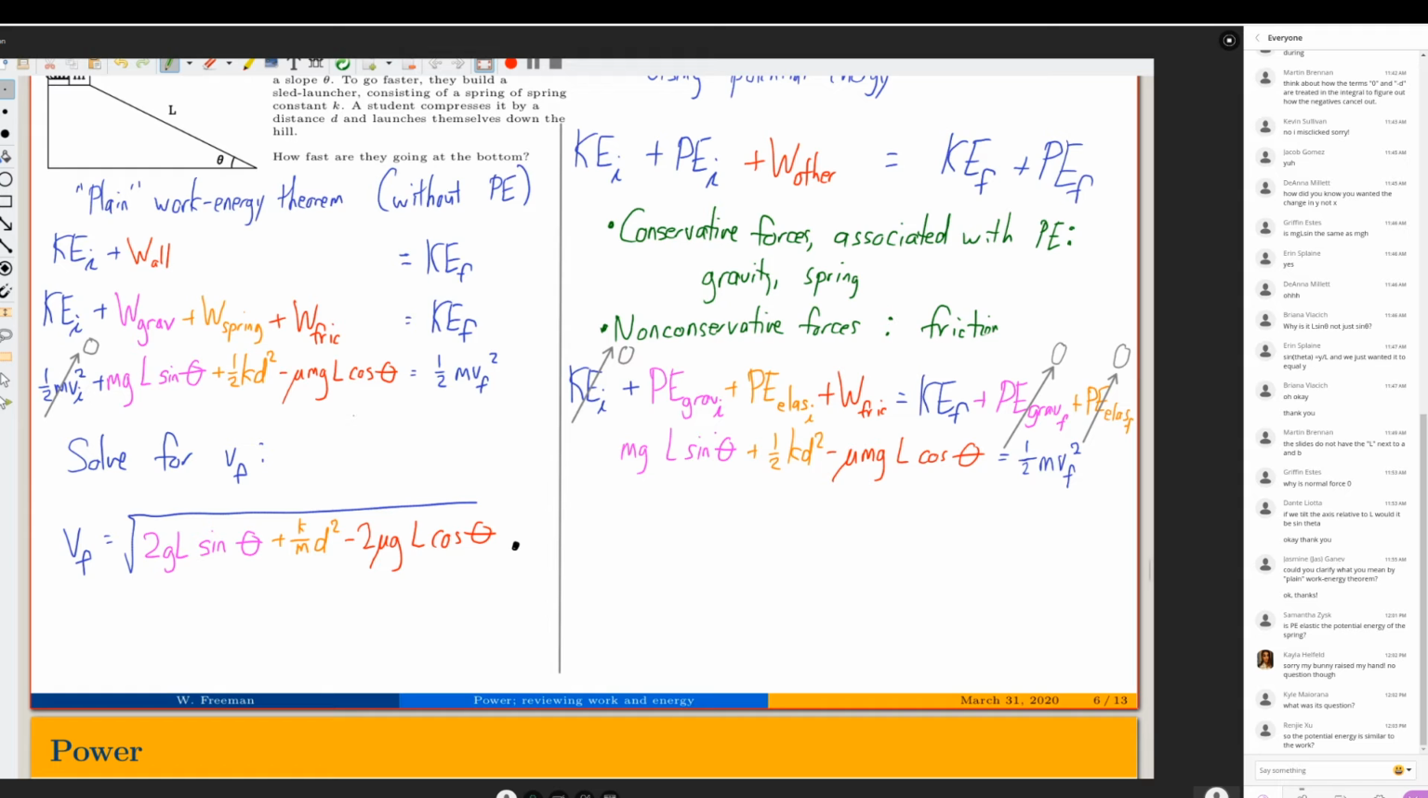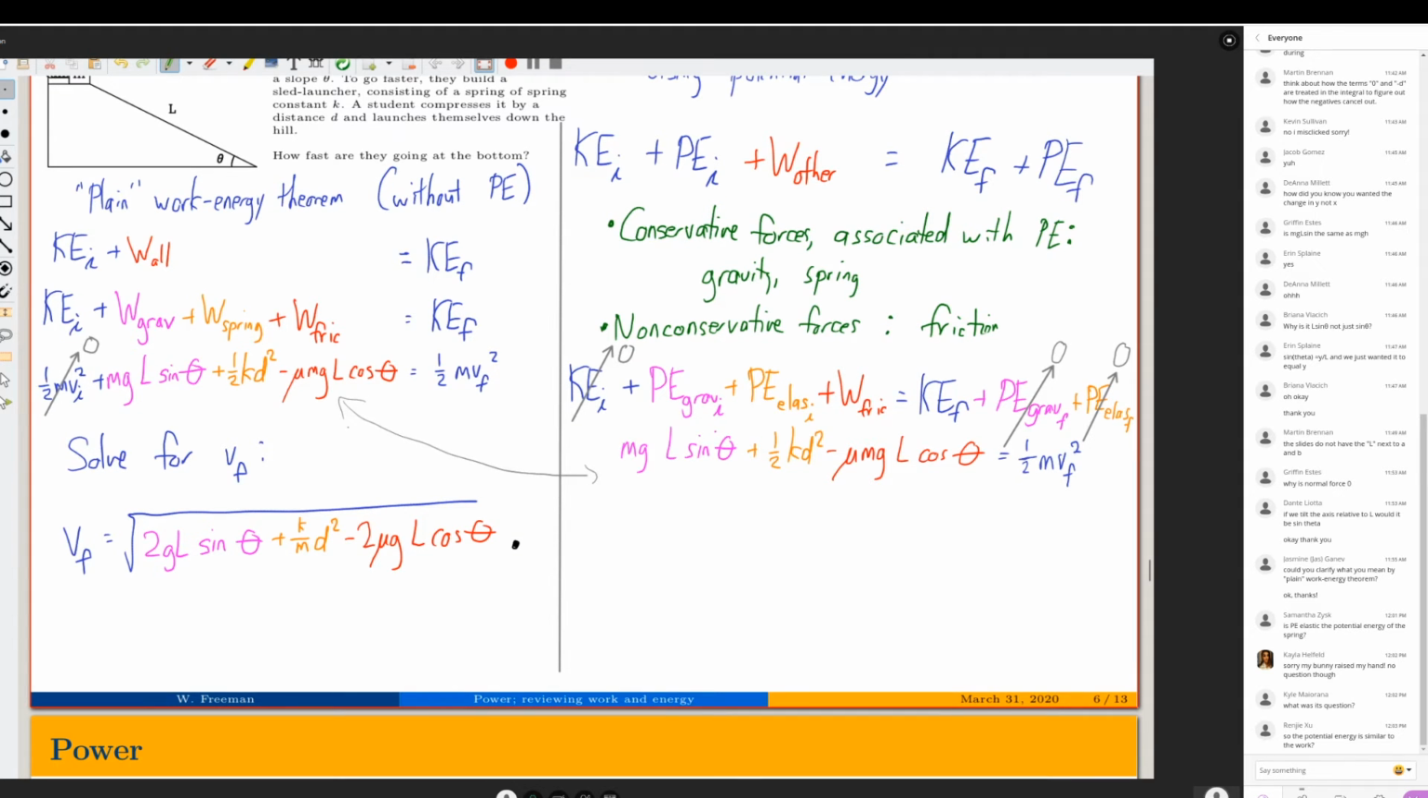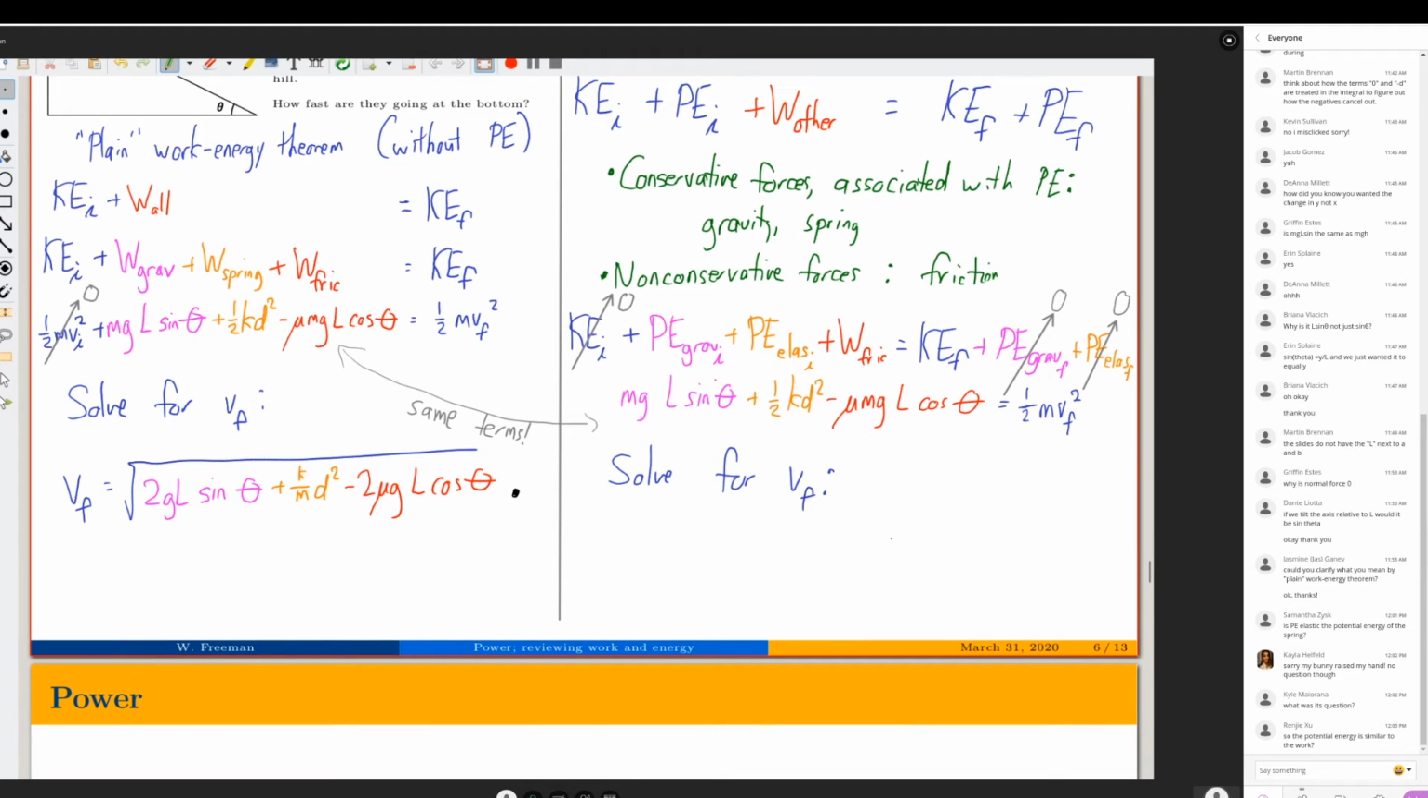Yes, Renji, exactly. Potential energy is just the potential of a force to do work. So it shouldn't surprise us that we get the exact same terms in the exact same equation. So let's even make a note of this. And then solving this for v sub f, I get the same thing. Plus k over m d squared minus 2 mu g L cosine theta.